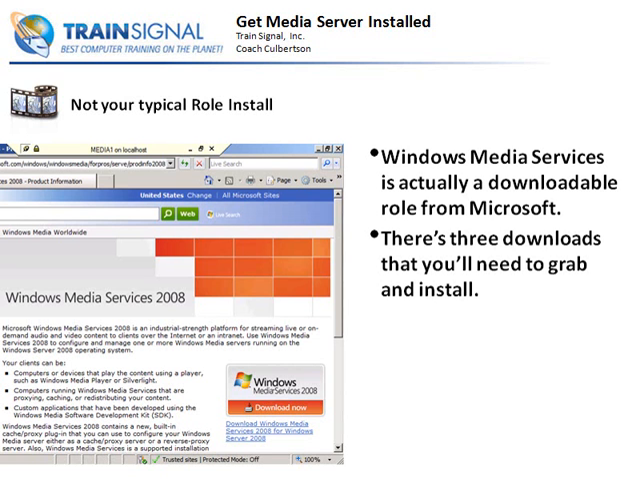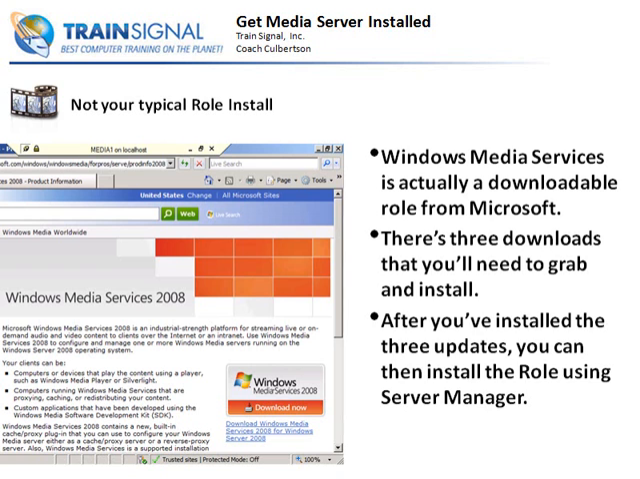Now there's 3 downloads that you're going to need to grab and install here. Then after you've installed the 3 updates, then you can install the role using Server Manager like we normally would, okay? Now, along the way, IIS is also going to be installed because we actually do use IIS as a component for this whole streaming media thing. So you need to be aware of that. Just wanted to throw that in so you're not surprised when you go to install media services and hey, all of a sudden here's IIS just kind of popping up out of nowhere. Well, it's not out of nowhere. It's actually installed on purpose.